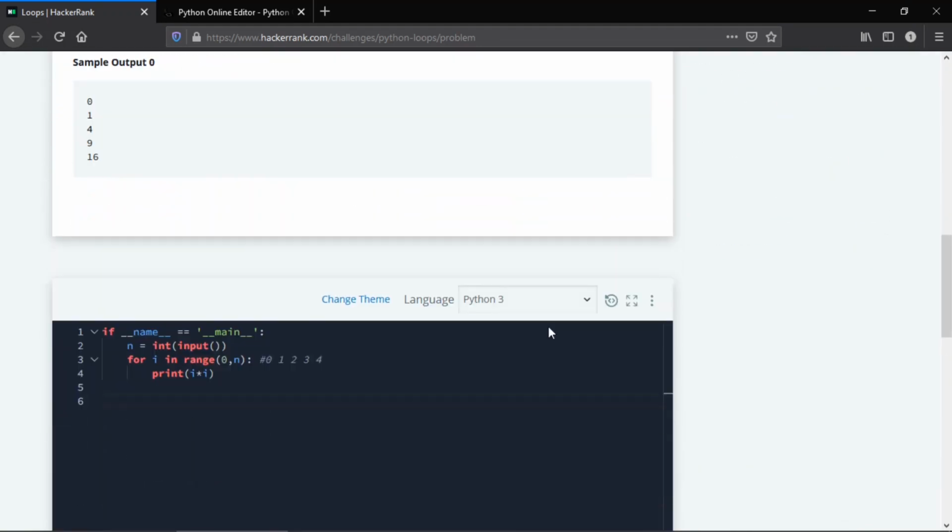So this is about loops, and you also know I have already told about the range function in my past videos.